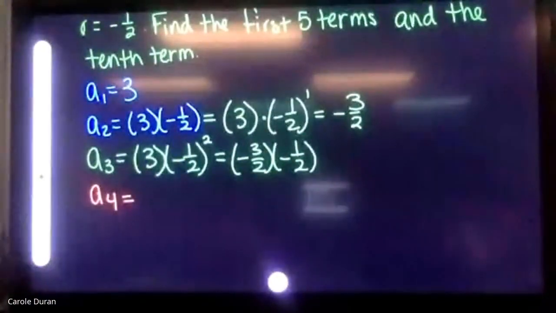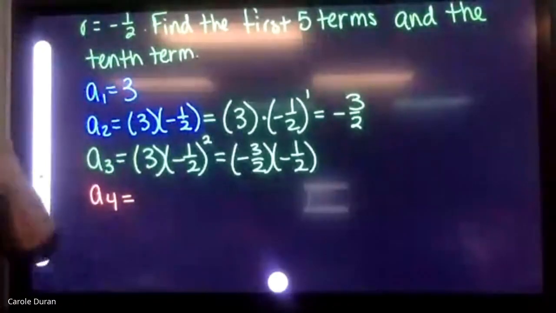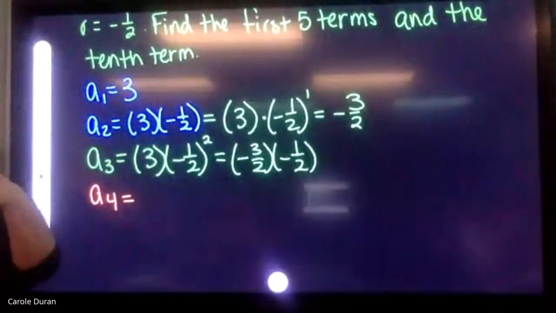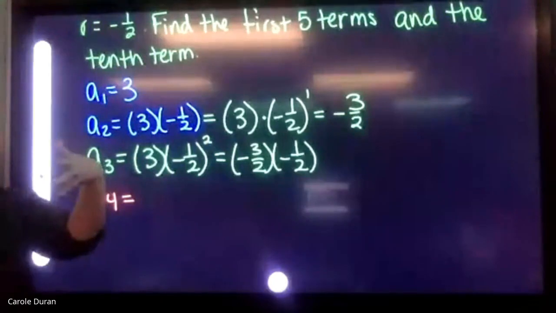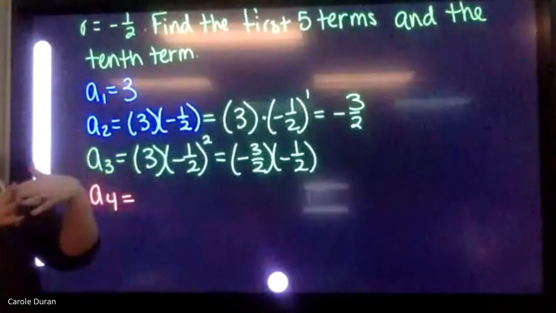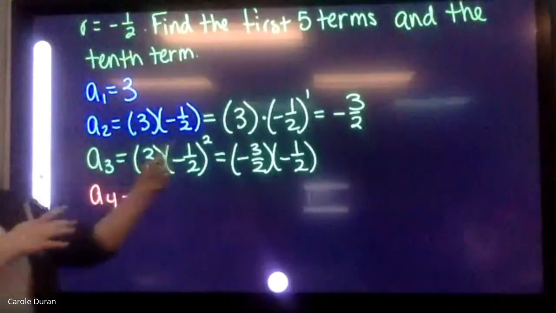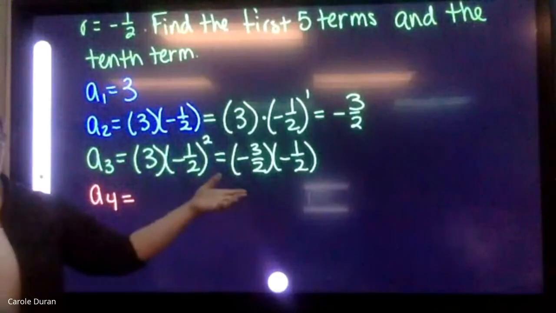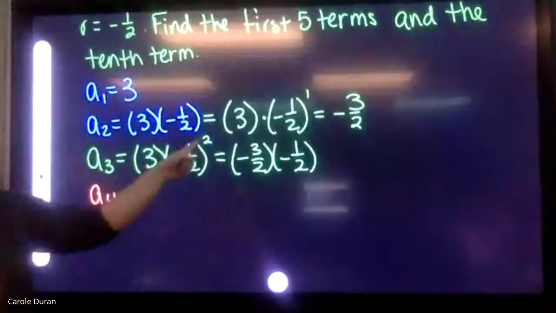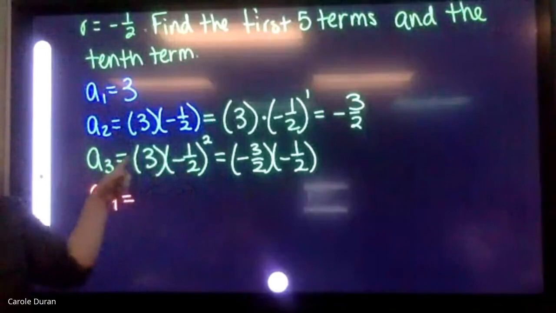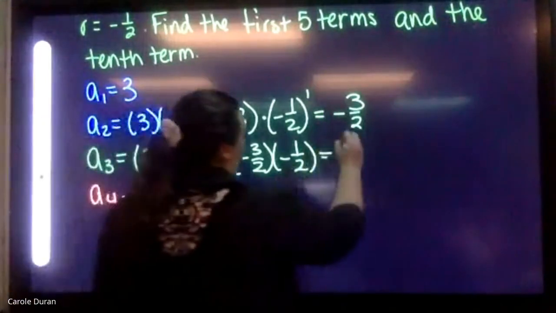No different than if I had an arithmetic sequence and I knew that it added 5 each time. To find term 2, I would just take term 1 and add 5 to it. To find term 3, I would just take the previous term and add 5 to it. You can do it either way. It's going to work out the same. So this one, I'm still going to get positive 1/4. And when I multiply it by 3, I'm still going to get positive 3/4.